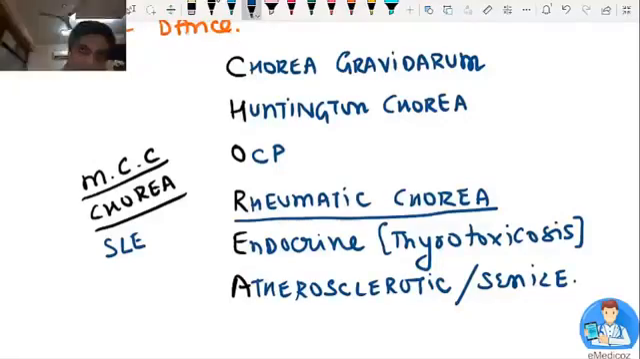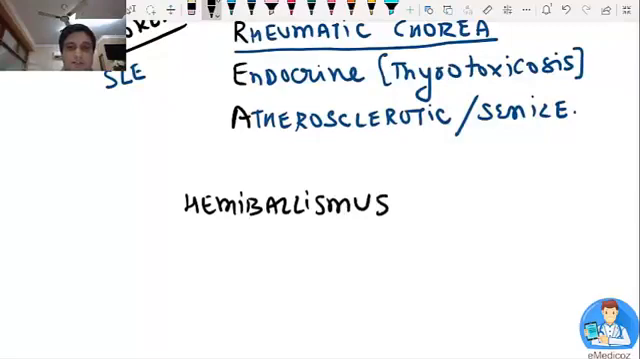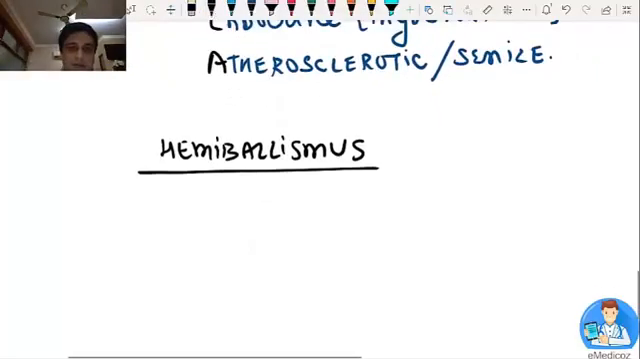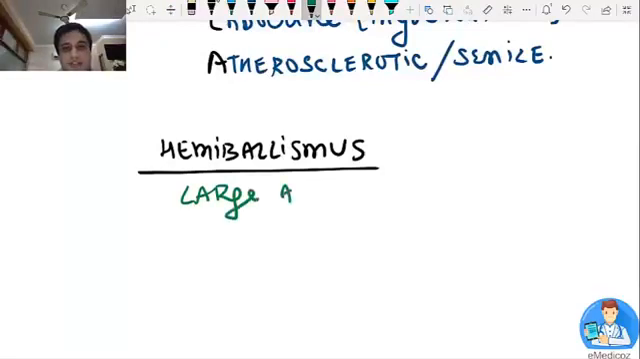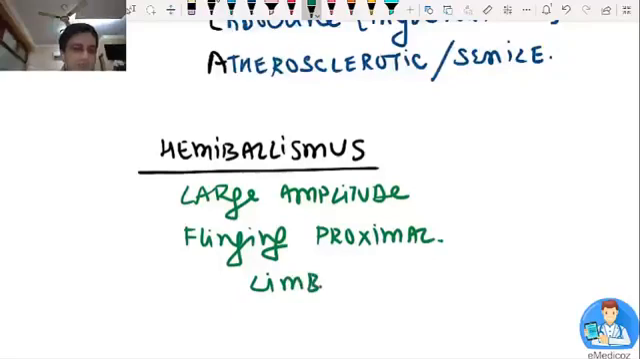Okay. Then we have another one that we know, hemiballismus. There's another movement disorder that we come across, which is hemiballismus. Hemiballismus is defined as a large amplitude flinging movement that is seen in the proximal limb. So a large amplitude flinging movement seen in the proximal limb is defined as hemiballismus.